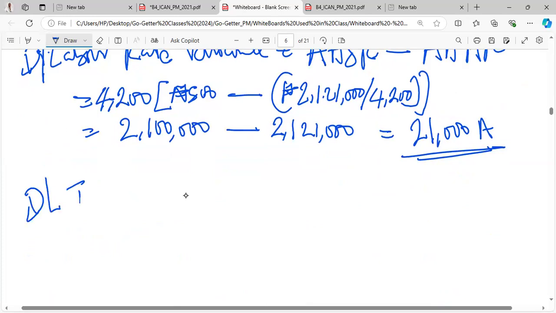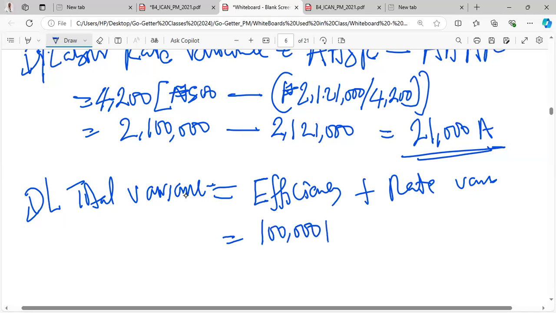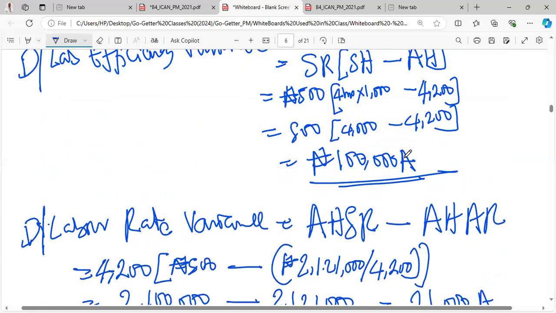Direct labor total variance is equal to efficiency plus rate variance. Efficiency variance is 100,000 adverse. Rate variance is 21,000 adverse. If you add them together, it gives me 121,000 adverse. So that's what we got here.